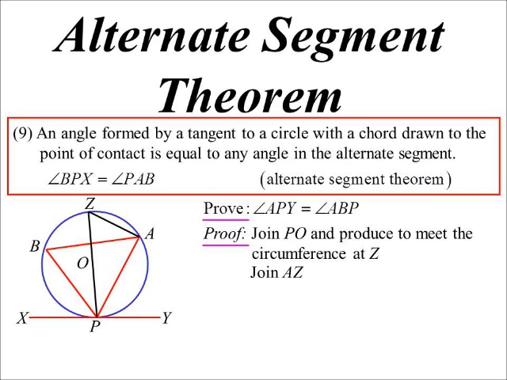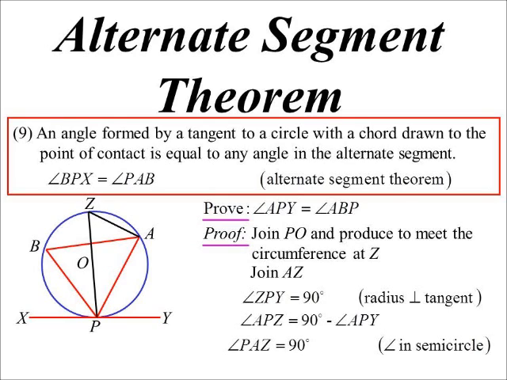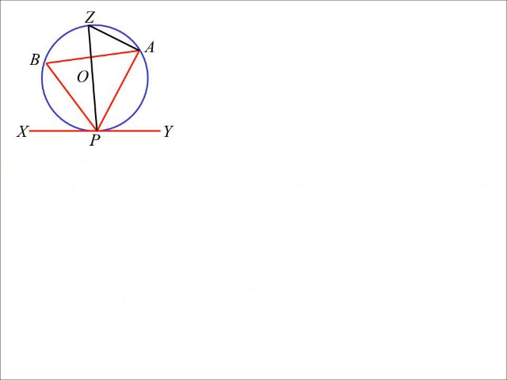All right. We know ZPY, because now I've made that a diameter, we've got radius perpendicular to tangent. So APZ will be 90 minus APY. PAZ becomes the angle in a semicircle, so PAZ is 90. But I also have a triangle APZ. Those three angles must add to give 180.